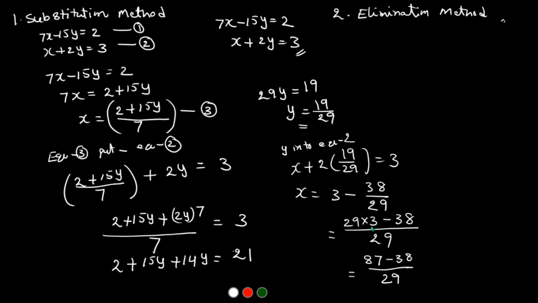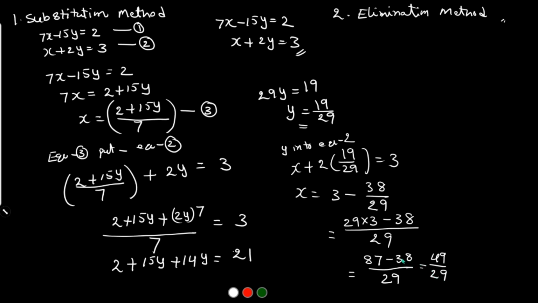You need to subtract, because we increased the one term here. So then we get the 87. So 90 minus 3 is 87 actually. Then minus 38. Then we can see 49 divided by 29.